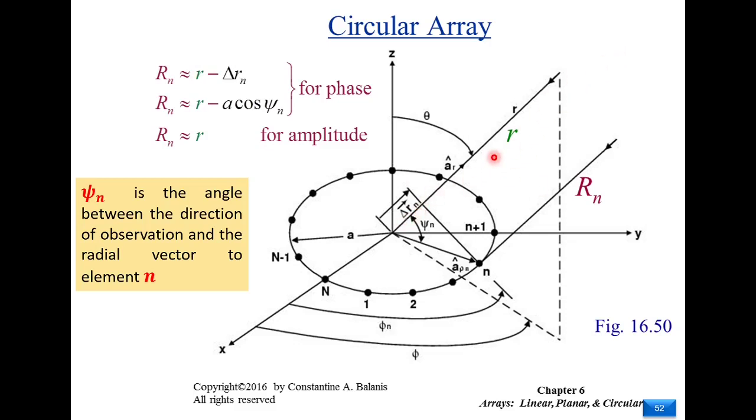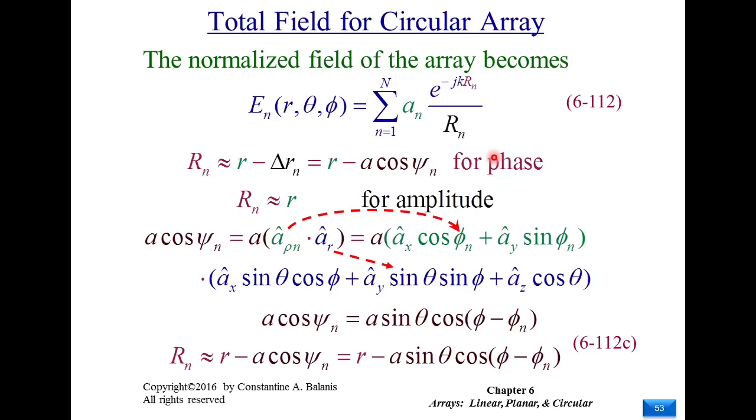So our array factor, the normalized array factor, or rather, sorry, the normalized field here, is the array factor assuming that the element is a unit isotropic element. So all the field is coming from the array factor.